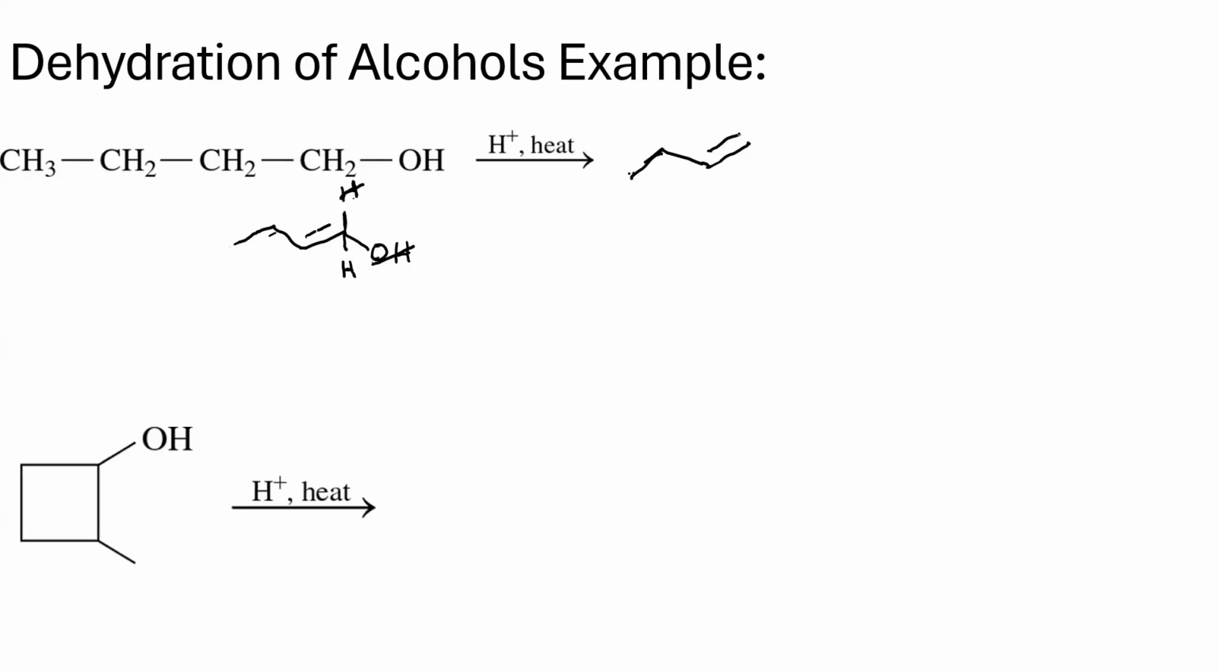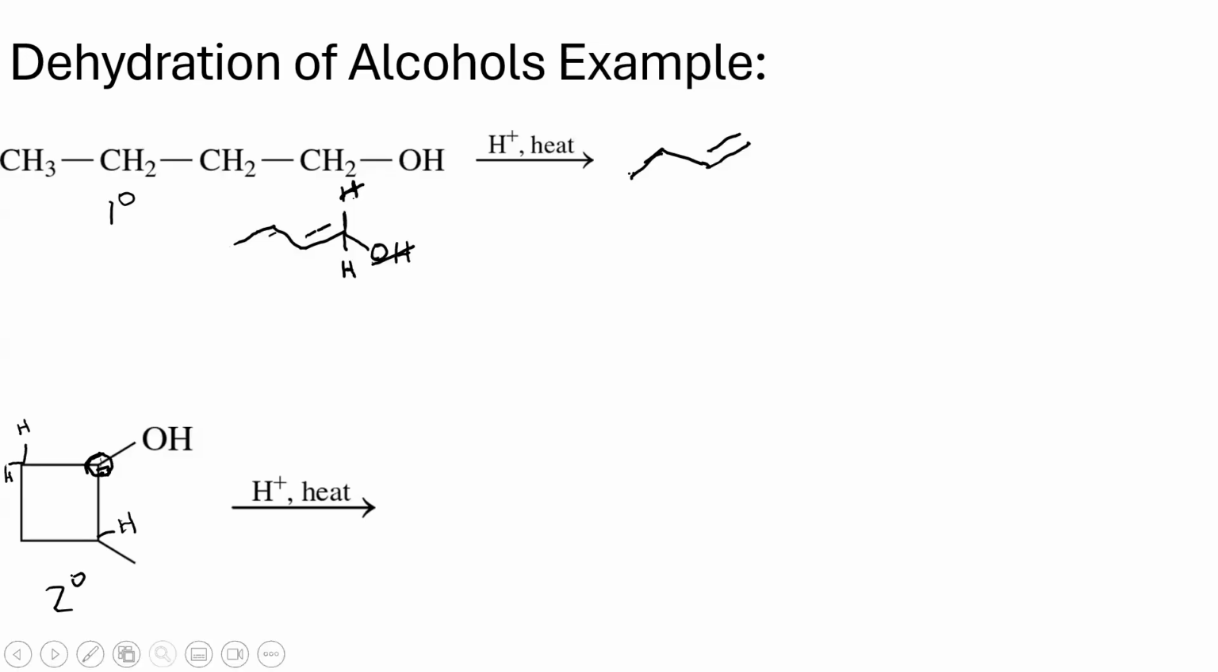If we look at this carbon attached to the alcohol group, it is attached to two different carbons, right? On this side, we have two hydrogens. On this side, this carbon only has one hydrogen. So where the first example was a primary alcohol, this one is a secondary alcohol.